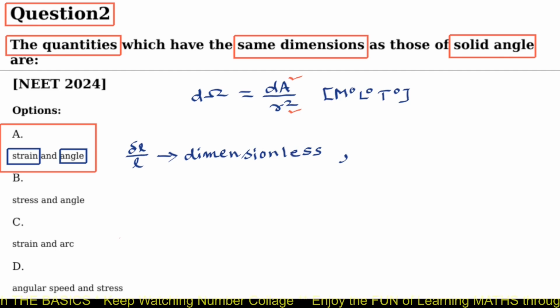In the remaining options, stress has dimension while angle does not have. In C, strain does not have dimensions while arc is a length which has dimension. Angular speed is per second has dimension, and stress is force upon area has dimensions.